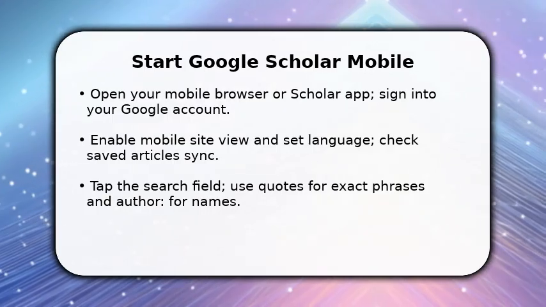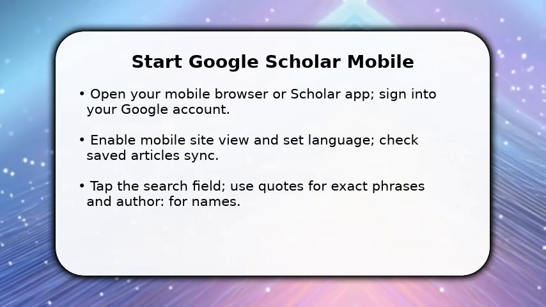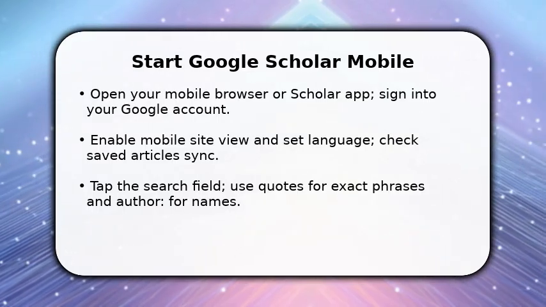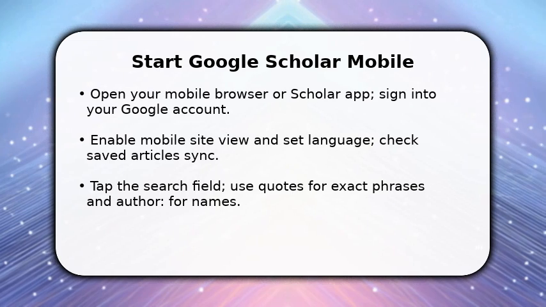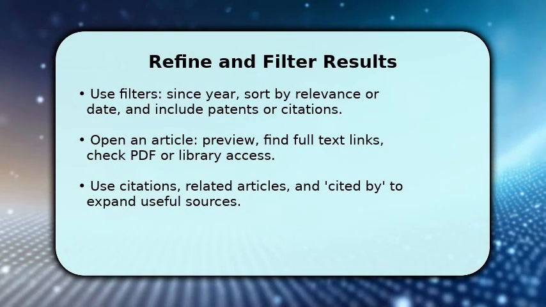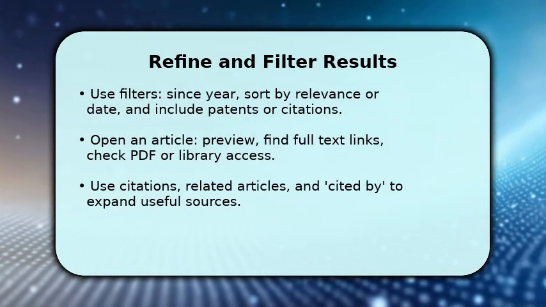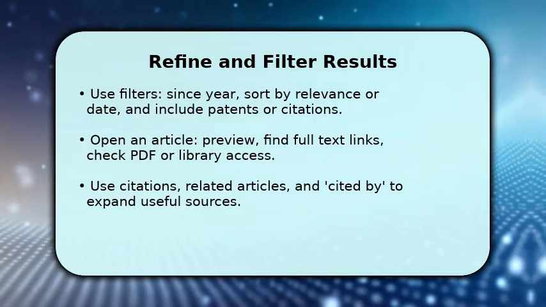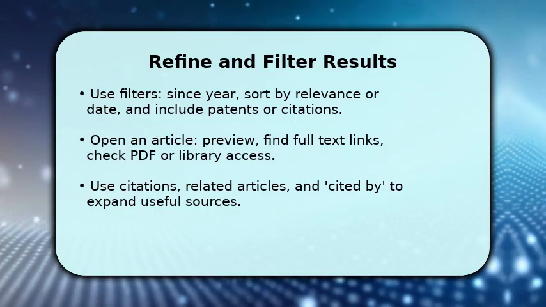This first step gets you live results fast, which matters because mobile screens need precise, focused queries to avoid scrolling overload. Next, refine results to find the most relevant papers quickly. You should apply filters like since year and sort by date or relevance. Make sure to toggle patents or citations if needed.